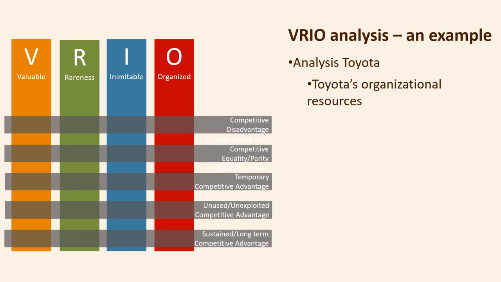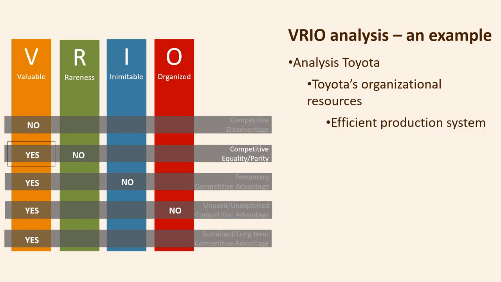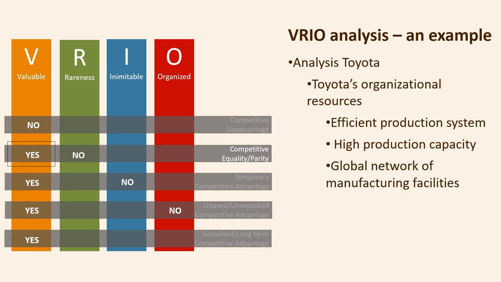We start by looking at Toyota's organizational resources and strengths. We begin by looking at an efficient production system that is valuable but cannot be described as either rare, inimitable, or well organized. We have a competitive parity. Next, we look at Toyota's high production capacity, which is also valuable but neither rare nor well organized. Again, we have a competitive parity. Toyota's global network of manufacturing facilities is equally valuable, but has no other benefits. Again, we have a competitive parity.